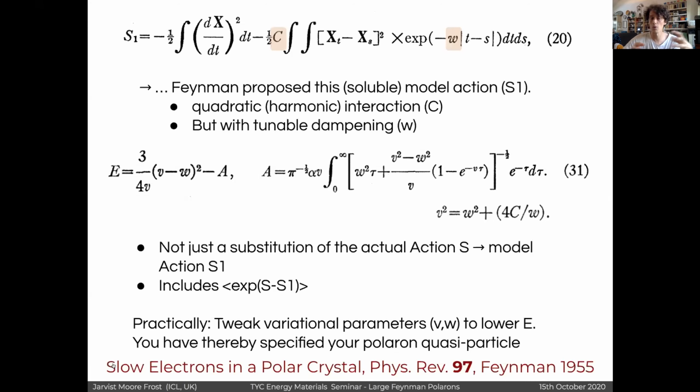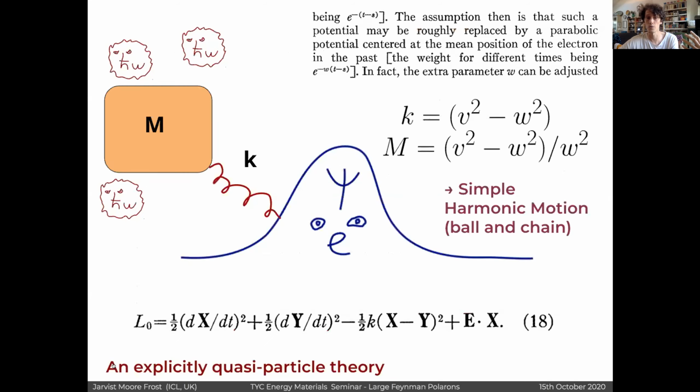For the model action, what Feynman proposed was a quite simple soluble form, which has a quadratic, harmonic term, which binds the electron to some kind of fictitious particle that it's interacting with. You also include some kind of tunable damping. Now this dimension that looks like time is actually a fictitious time. It's not genuine time. The surprisingly nice thing about this method is that it's not just a substitution of the action with the model action, but you're still always including the expectation of the mismatch between the actions in your theory. Practically speaking, it's a variational theory, so you tweak your two parameters to lower the energy overall.